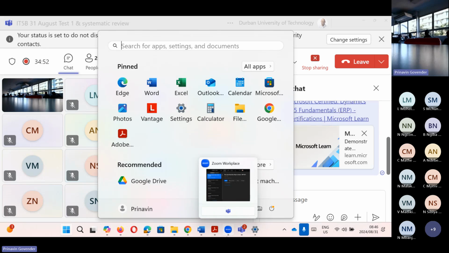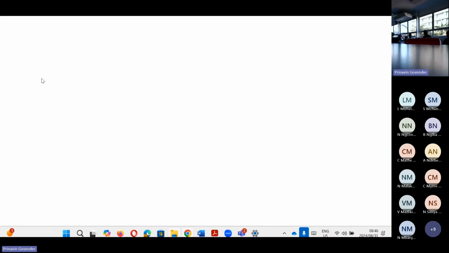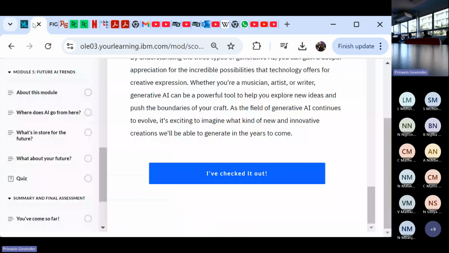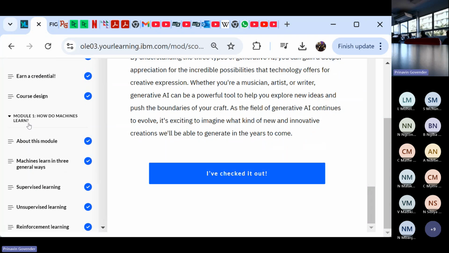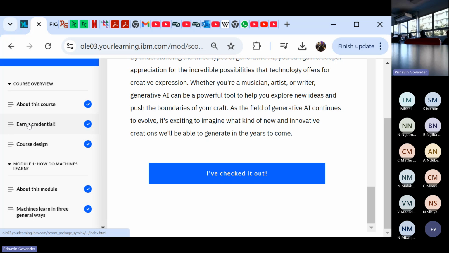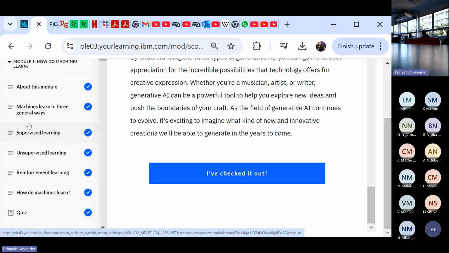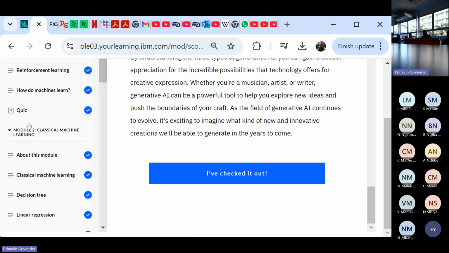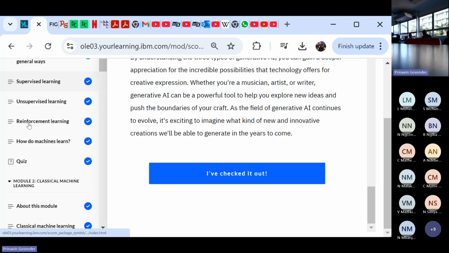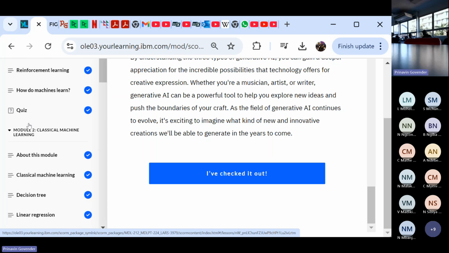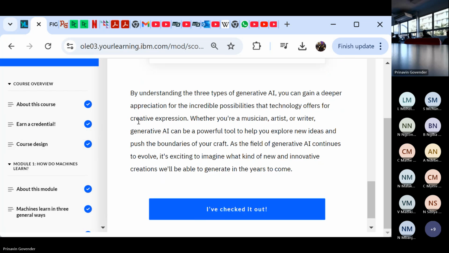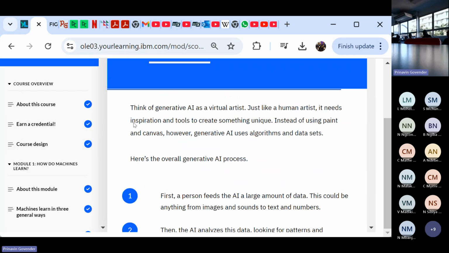I'm not joking, there's the course that I did. I started the course. There we go. IBM. I'd love it if you could join me as well. I'm learning machine learning, classical learning, linear regression, which brings back all the mathematical terms. So this is with IBM.